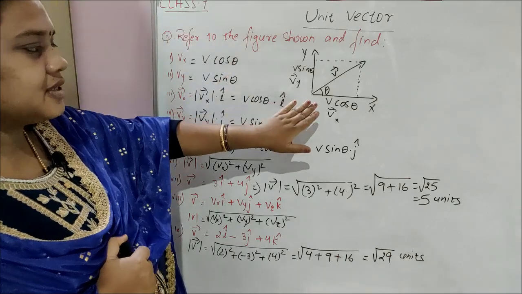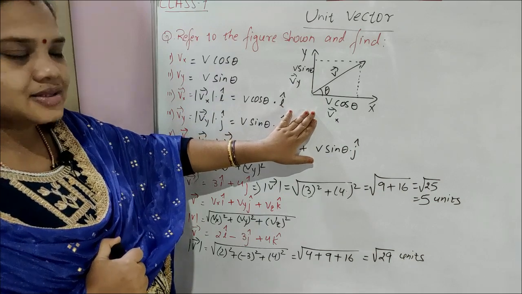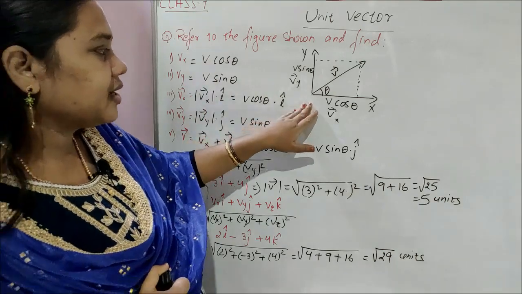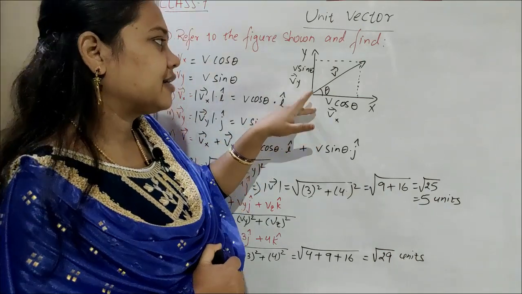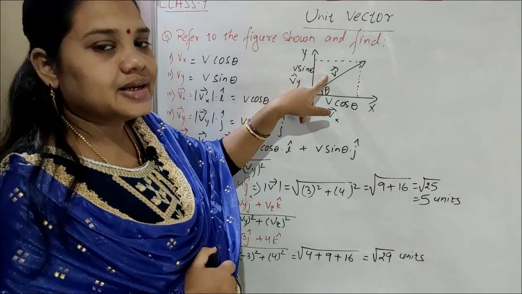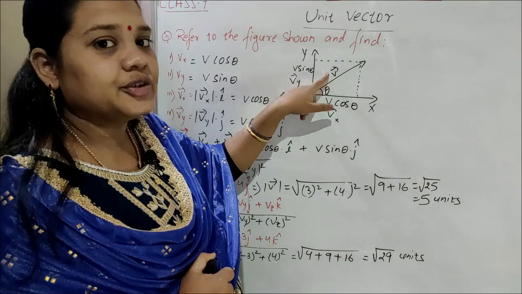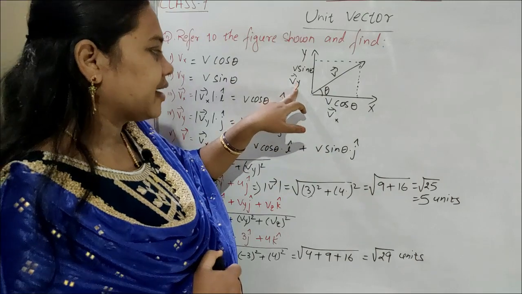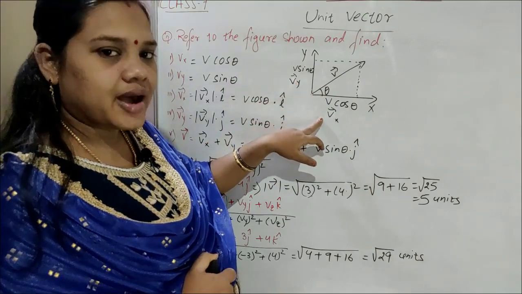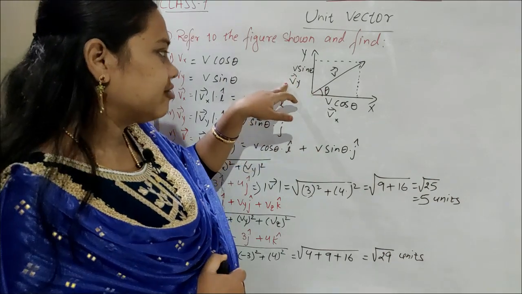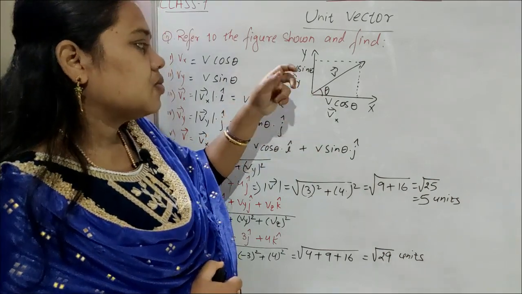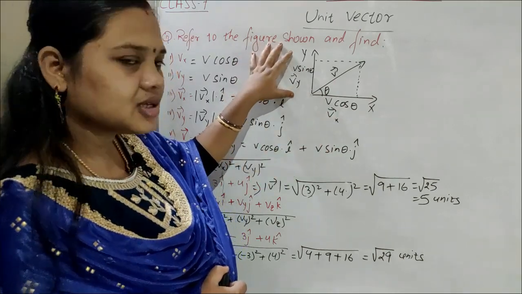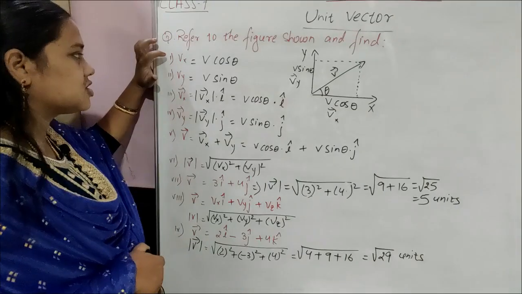Question is, a figure is given. Observe, analyze the figure and solve the questions. In this figure, there is a vector given. What is the vector? V vector. That is resolved, means divided into two components: vector Vx, vector Vy. Vector Vx means vector in x component. Vector Vy means vector in y component. What is the magnitude of vector Vx? V cos theta. Magnitude of vector Vy? V sin theta. So that was the first question.